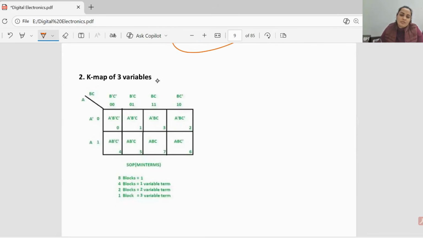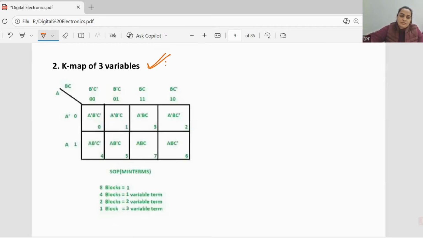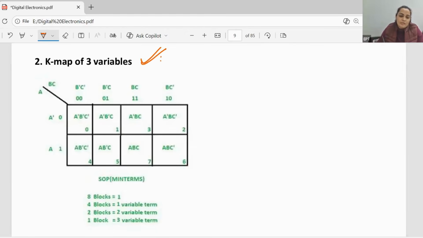This is the K-map for three variables, right? Here you can see the number of blocks is 8: 0, 1, 2, 3, 4, 5, 6, 7. This thing is very important: 00, 01, 11, then 10. See, at a time only one bit can change, right? If you directly write 1, 0 after 0, 1, then both the bits are changing. So I will write 1, 1 here, then I will write 1, 0 here. So this is going to be A bar, B bar, C bar, and this last one is going to be A, B, C bar.